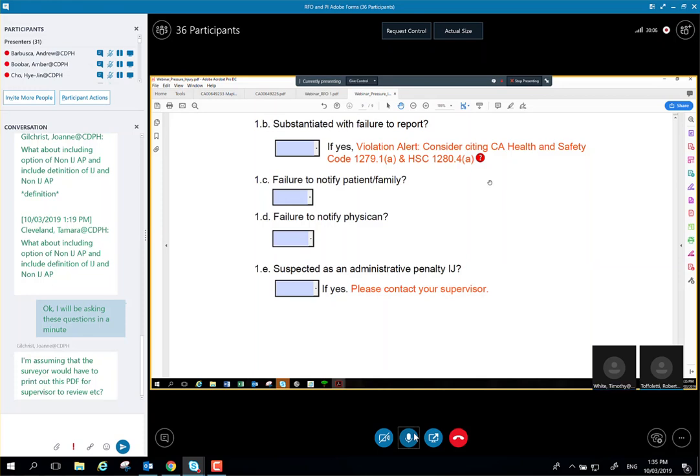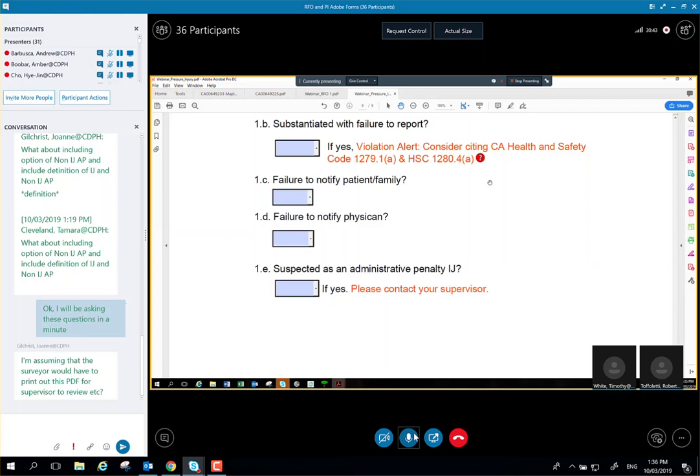Okay, cool. And Joanne just asked also, she said, I'm assuming that the surveyor will have to print out this PDF for a supervisor to review. Well, either that or they can actually just email it to them. If you're still out in the field and you want your supervisor to review it, once you're done with the investigation, you can attach it to an email and send it. I don't know your process, so I'll let you, Tim, answer.